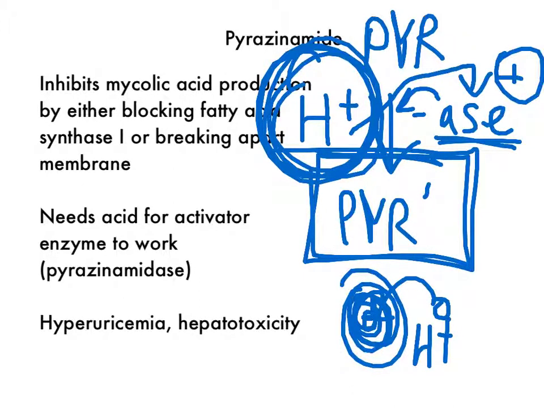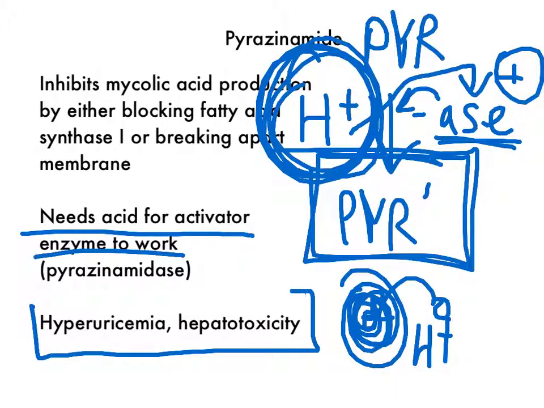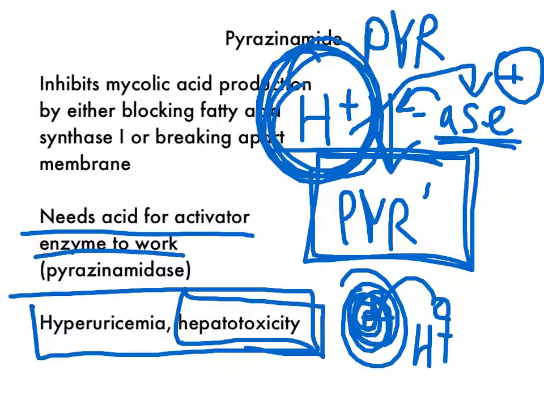And I state that in the text right here. In terms of toxicity, you just have to remember it's hyperuricemia and hepatotoxicity. The last two enzymes we also talked about, isoniazid and rifampin, also had hepatotoxicity. So there is hepatotoxicity in this one. There's not in the next one, though, so keep that in mind. And hyperuricemia is also there.